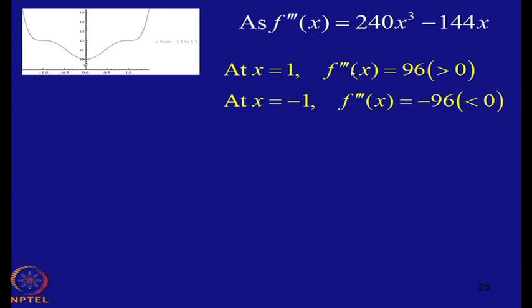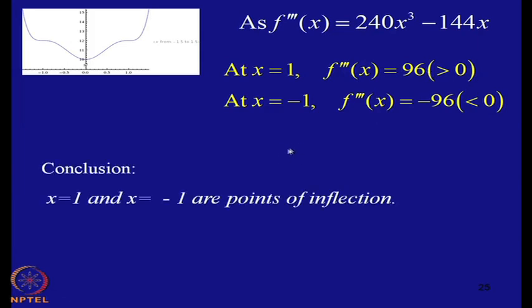Thus, we see again that the order of the derivative is not even, that is odd. As we know, if the first non-zero derivative is of odd order, then we can't conclude anything about an extreme value; only if it is even can we conclude about the extreme points, whether maxima or minima. Thus, we can say that at x equal to 1 and x equal to minus 1, the function has points of inflection.